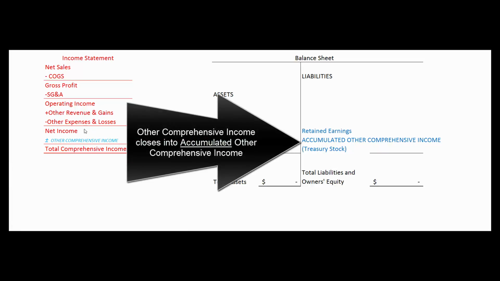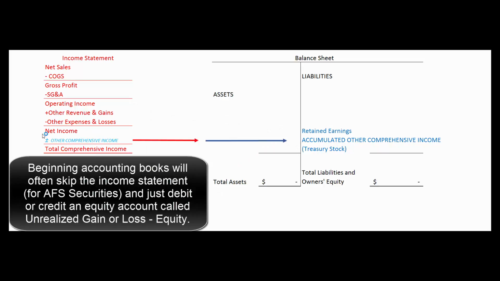Beginning accounting textbooks are going to skip this step here, and instead they're going to talk about unrealized holding gains or losses as an equity account over here. And what they're really talking about is a sub-account of accumulated other comprehensive income. So as our available for sale securities go up on the left-hand side of the balance sheet, our unrealized holding gains or losses are going to go up on the right-hand side of the balance sheet. As our available for sale securities go down in value, this account is going to go down in value on the right-hand side.